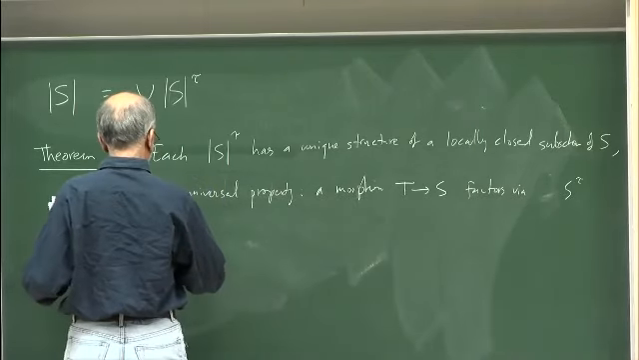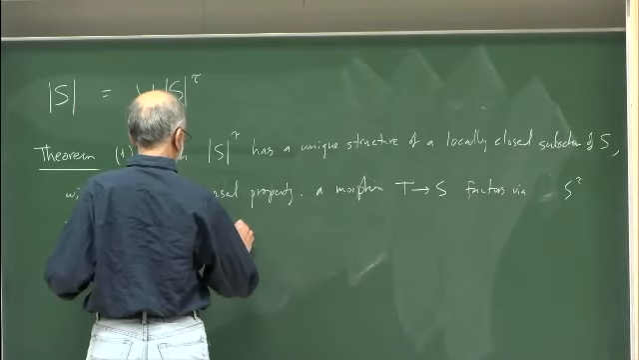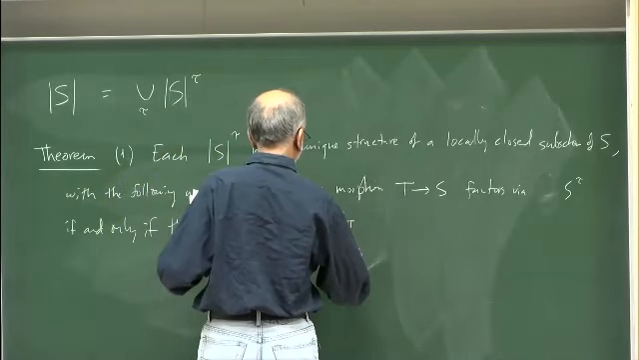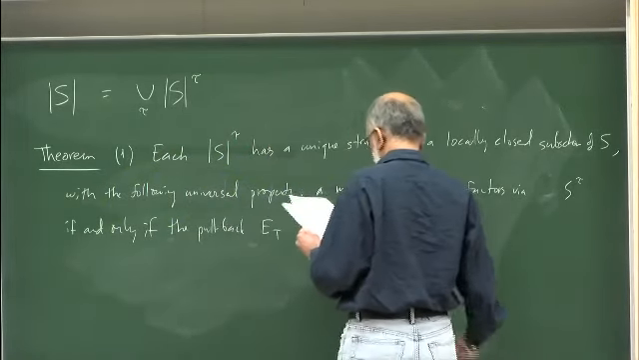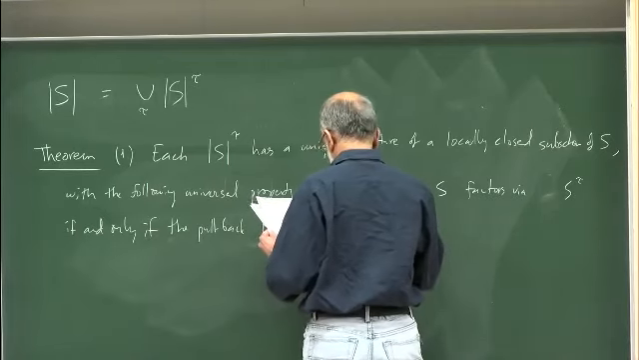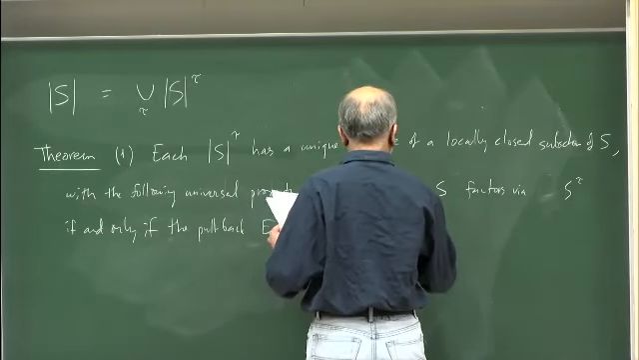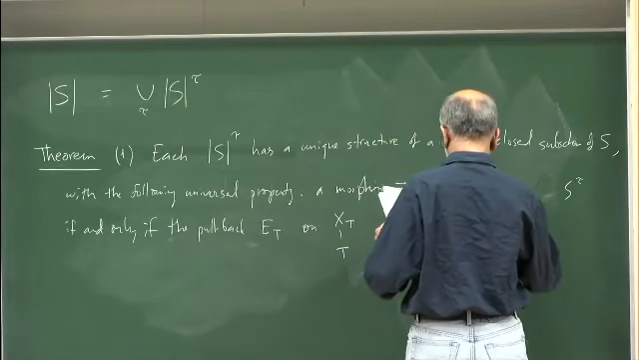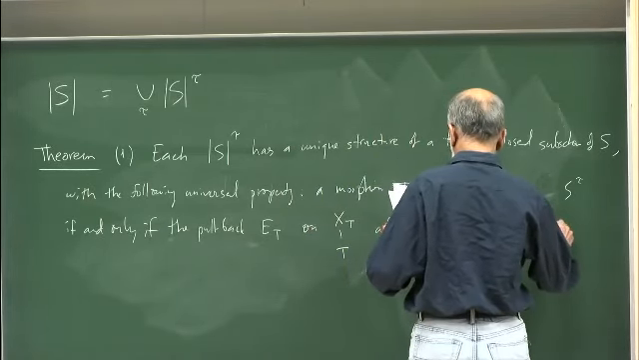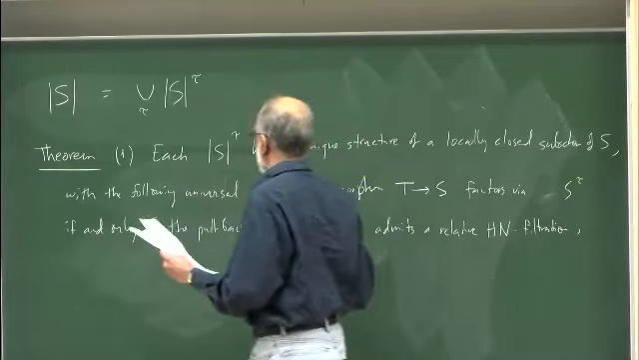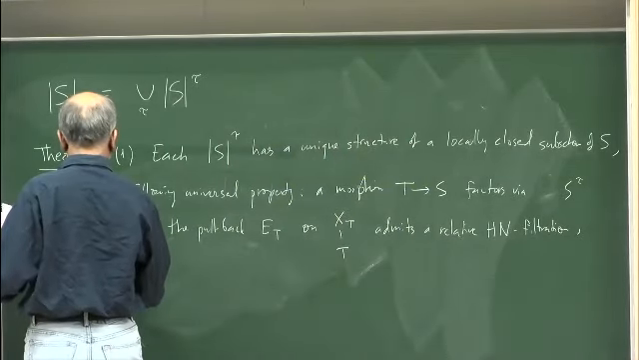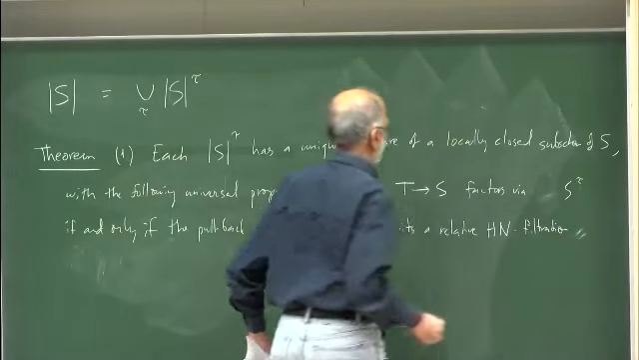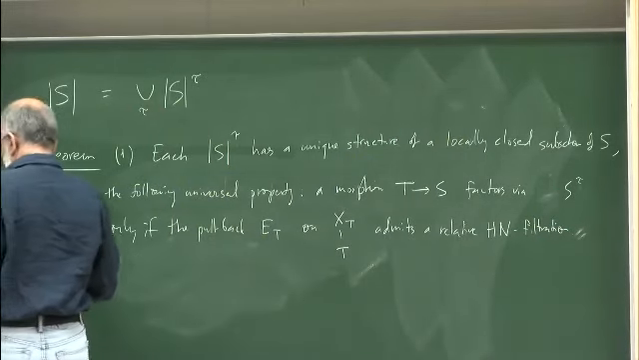the pullback E_T, which lives on X_T over T, admits a relative Harder-Narasimhan filtration, of type, of course, that needless to say since it is factoring through this. Okay.